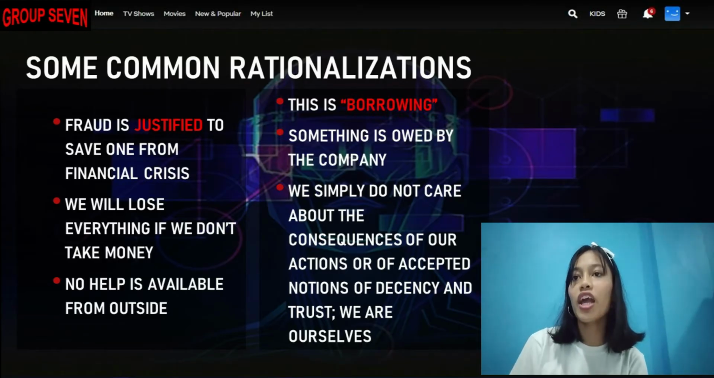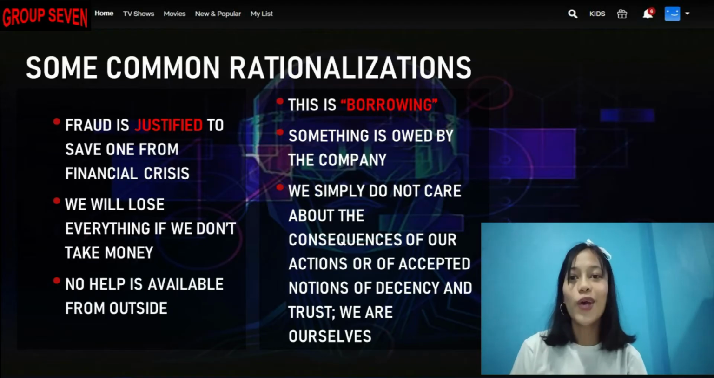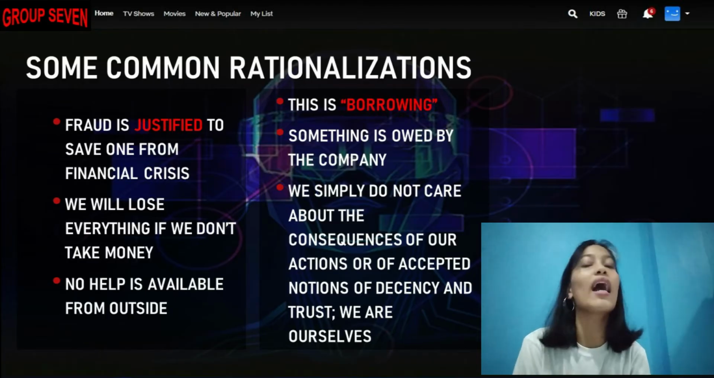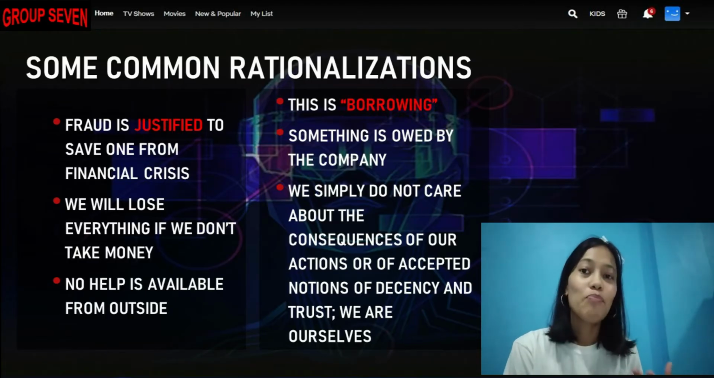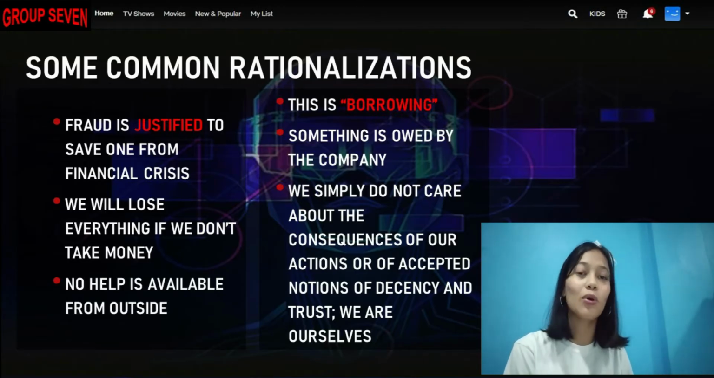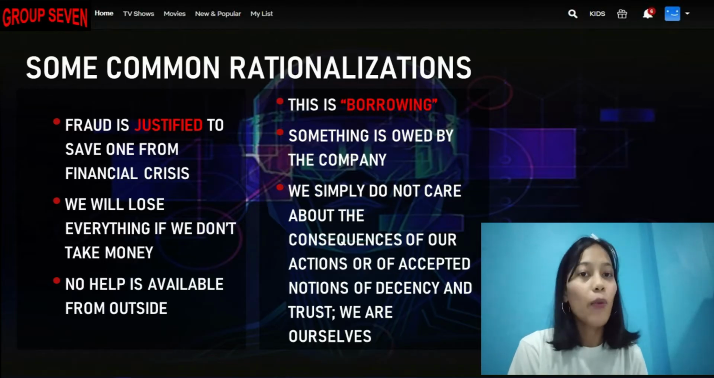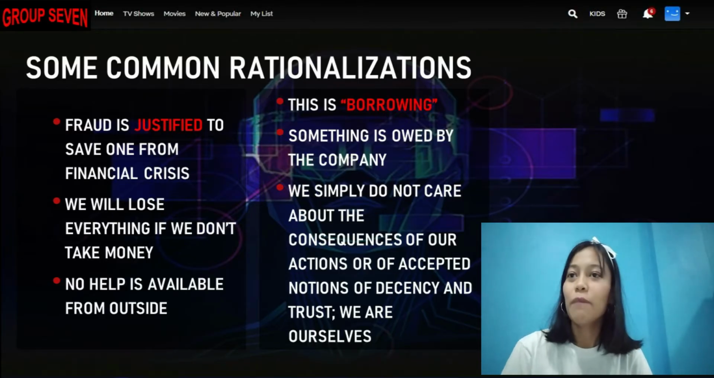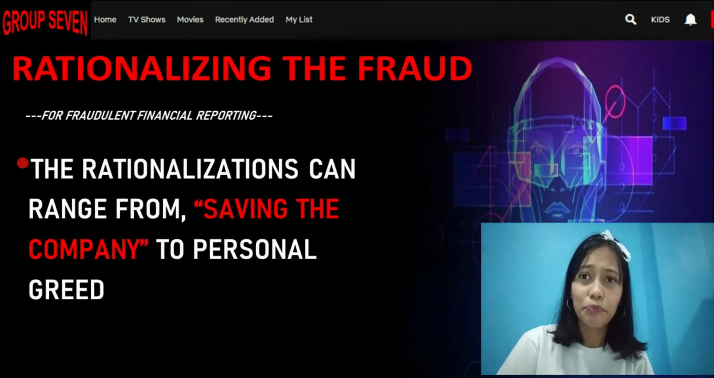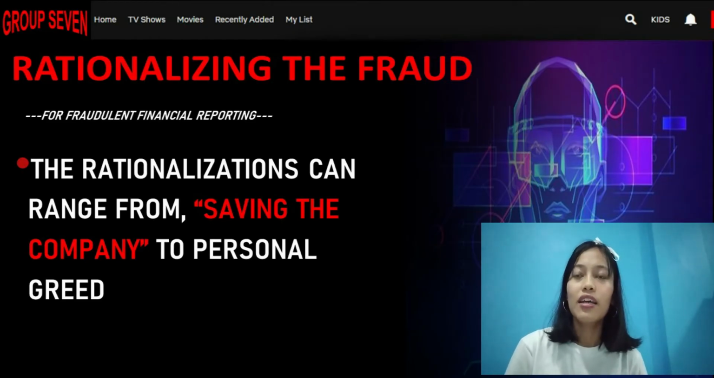Next is, we simply do not care about the consequences of our actions or of accepted notions of decency and trust. We are for ourselves. So ito yung mga taong wala talaga silang pakialam ano man ang maging consequence nung kakaharapin nila kahit gumawa sila ng masama. May mga gantong tao, totoo, may nag-i-exist na wala silang pakialam kahit anong gawin nilang masama. Ang mahalaga, kapag ginawa ko to, may benefit ako. Ayun. So next naman is yung mga example natin for fraudulent financial reporting naman, 'di ba?